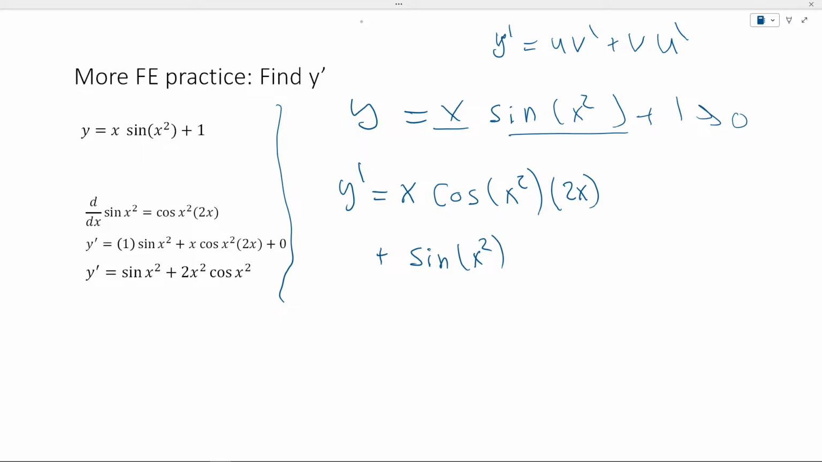So this basically will give you, if you just arrange this term, that would be 2x squared cosine x squared plus sine x squared. So that is my solution for this problem. So that's basically how to solve a problem like this.